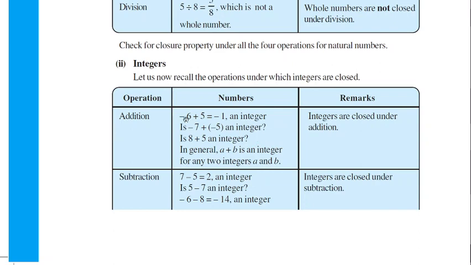-6 is an integer, 5 is an integer, and the answer -1 is also an integer. So we get the answer from the same group. So we can write that integers are closed under addition. Let's see about subtraction. 7 is an integer, -5 is an integer, and you'll get 2 as output, which is again an integer. So it is closed under subtraction as well.